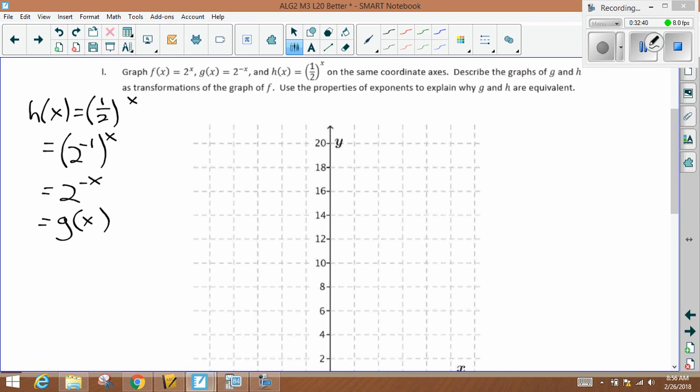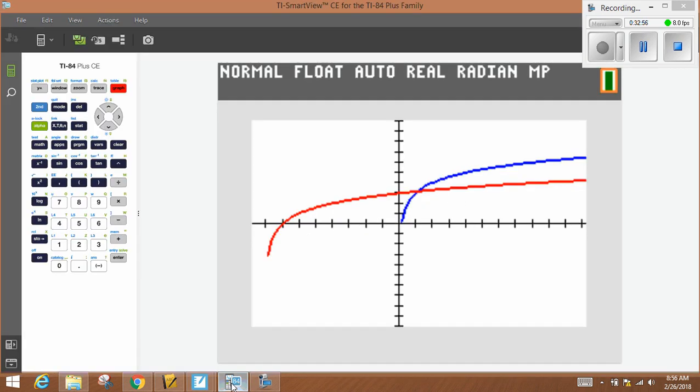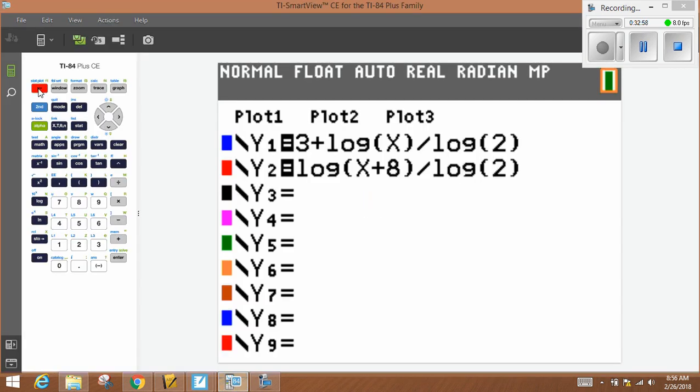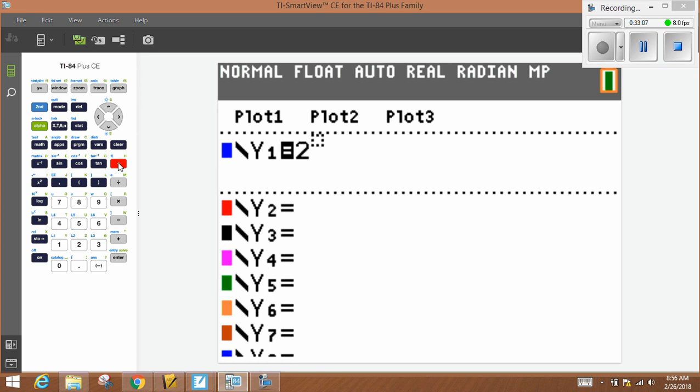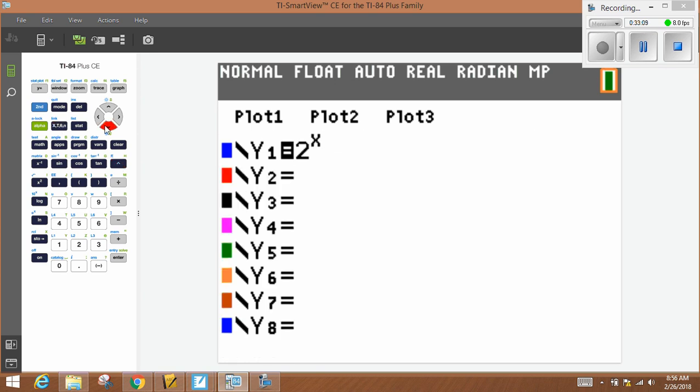All right, here we go. You know what? Let's go ahead and go to our handy-dandy graphing calculators and graph these and see what happens. So we're going to graph 2 to the x power. And we're going to graph 2 to the -x power.